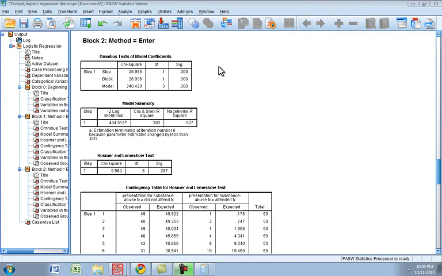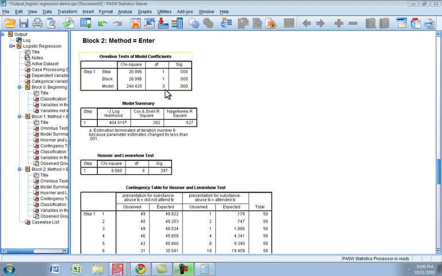Welcome back to part 3 of 4 of our logistic regression demonstration. In this section, I'll show you how to interpret the interaction that we just added to our previous model. And you can see in this output that our overall model is still significant, which is encouraging.